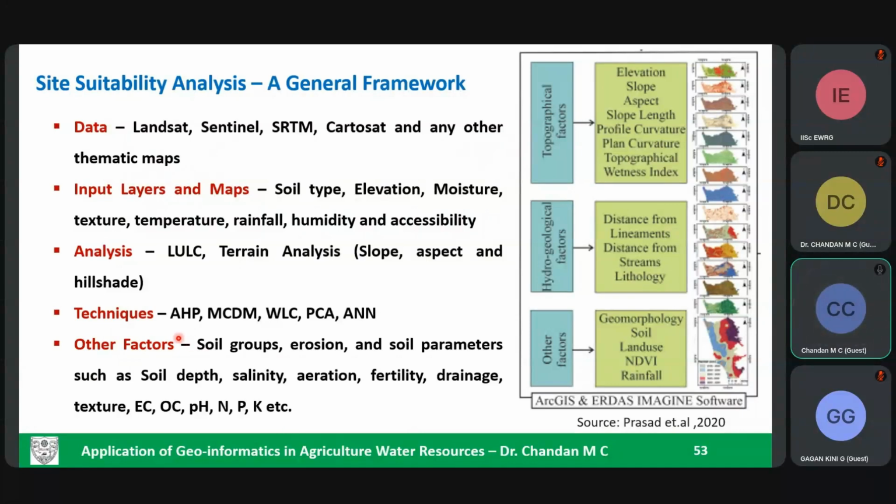There are very well established techniques such as analytical hierarchical process, multi-criteria decision making, etc. And we also need to consider other factors like soil groups, erosion, salinity, electrical conductivity of soil, NPK values of soil. So if you have all these, then only it can become a very robust model for the yield prediction.